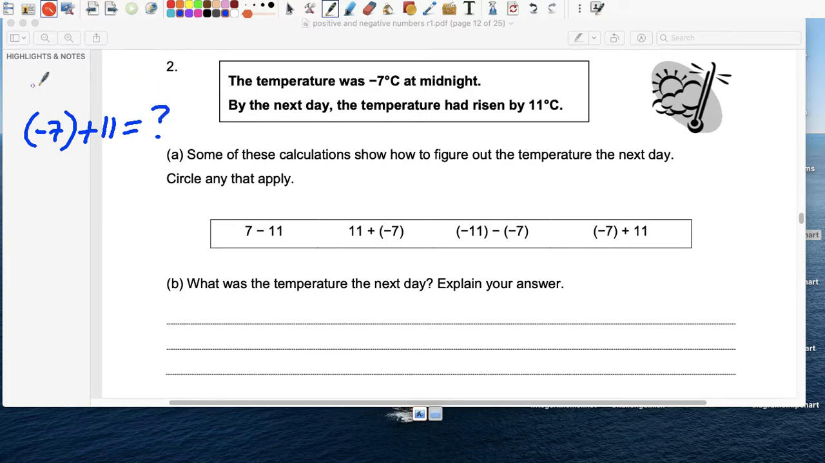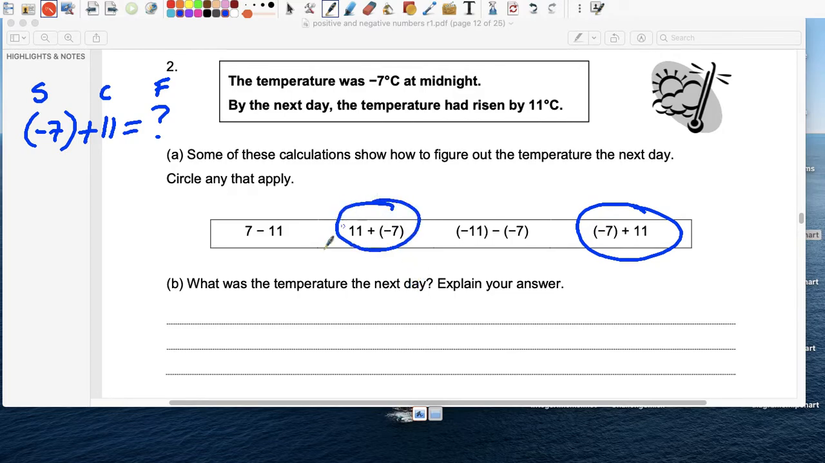So I have the starting temperature. I have the change. It's a positive change in this case, and I'm looking for the final temperature. So this one is simple enough. What's my final temperature? First of all, let me locate any of the other calculations to see if any of them match with what I have. I have -7 plus 11. Is there a -7 plus 11? Yeah, there is one here.